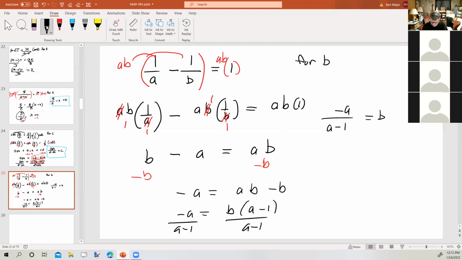Where did you get the one from? This one, this right here? Mm-hmm. You've got AB minus B and you factor out B. Remember Hansel and Gretel? Gotta have a way to get back there. Okay. All right. Trail of breadcrumbs, whatever.